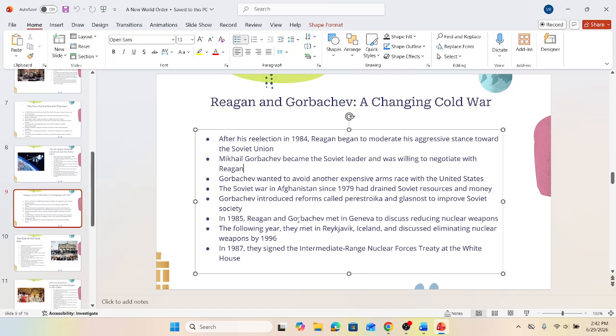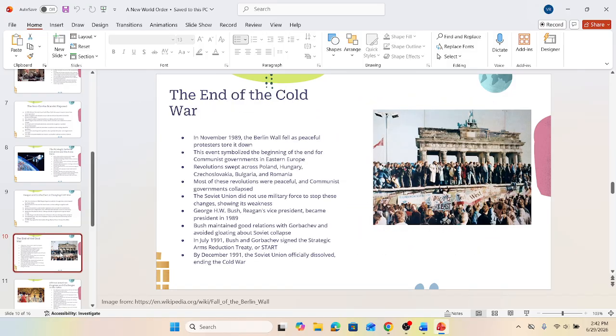So the president of the United States, Reagan, and Gorbachev meet in Geneva to discuss reducing nuclear weapons, and then they meet again in Iceland to discuss eliminating nuclear weapons. And by 1987, they signed something called the Intermediate Range Nuclear Forces Treaty at the White House, which is going to lead us to the end of the Cold War.